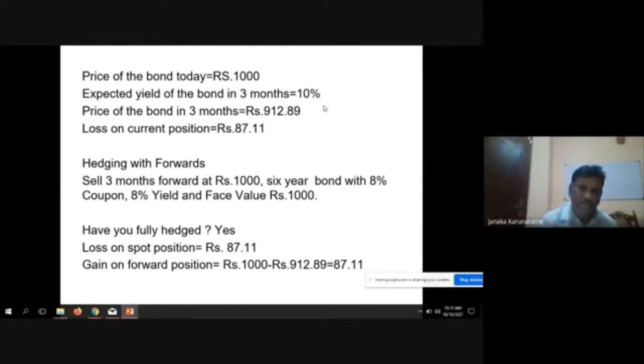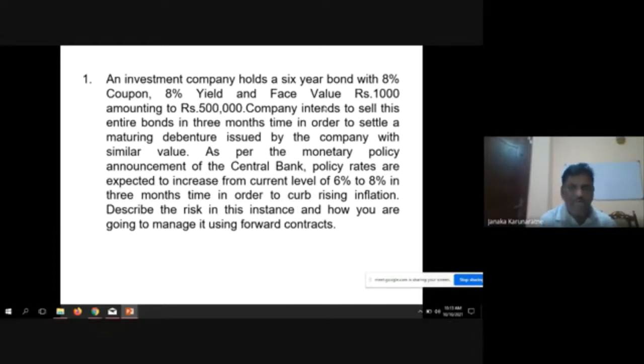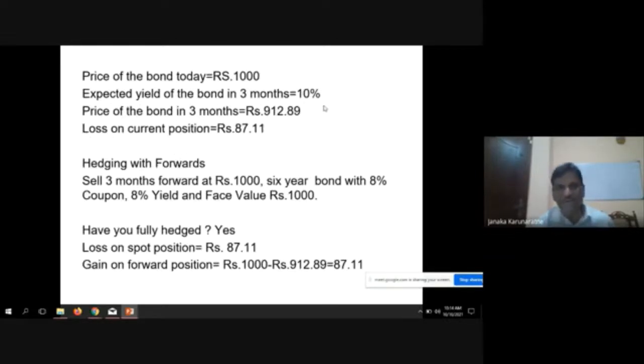Okay, I am not going to work it out, but remember last time when we did an exercise, this bond is a 6-year bond with 8% coupon, 8% yield. We worked out last time in a question that if the interest rate rises to 10%, the price will drop to 912.89. So that's how we got the price. If the interest rate rises to 10%, the price would be around this much, right?